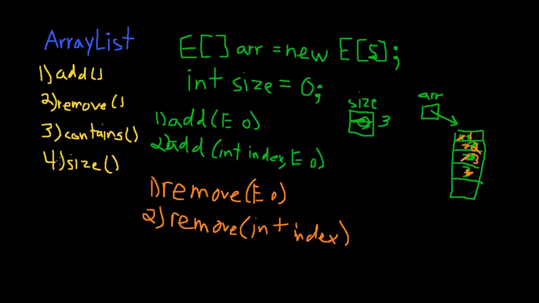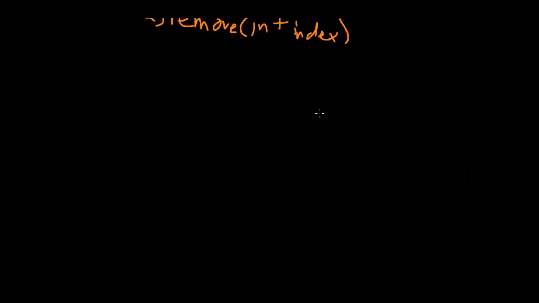So, going back to the size method, you would just return this size as long as you were keeping track of it correctly. So now, a basic summary of array lists.